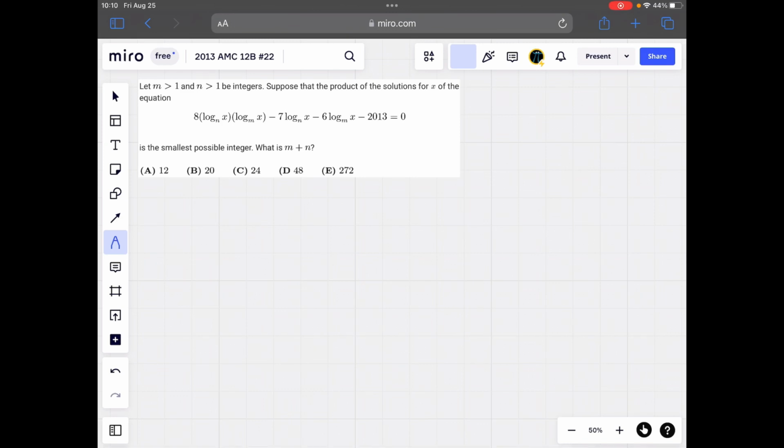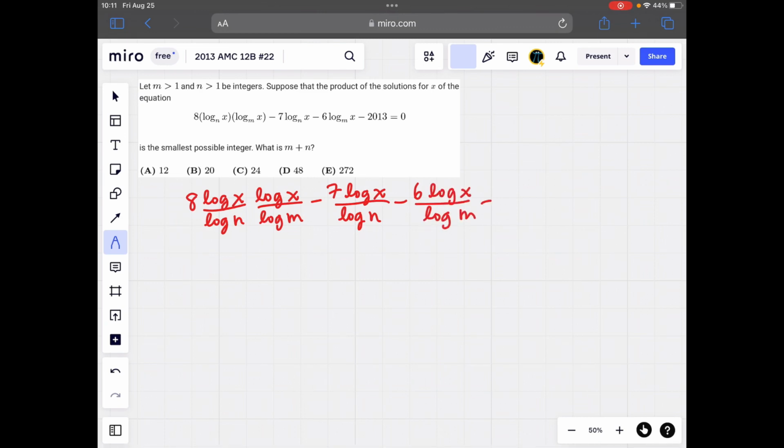If we want to know stuff related to the product of the solutions for x of this equation, then we need to know stuff related to log x in this equation. And we can get that log x related stuff by using the change of base formula. That's going to give us 8 times log x over log n times log x over log m minus 7 log x over log n minus 6 log x over log m minus 2013 equals 0.